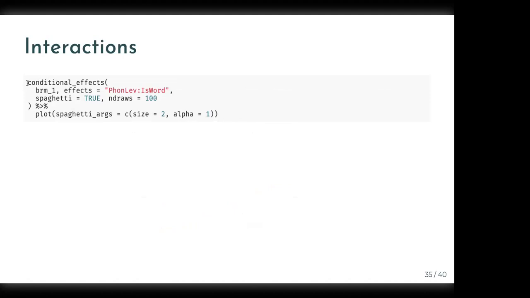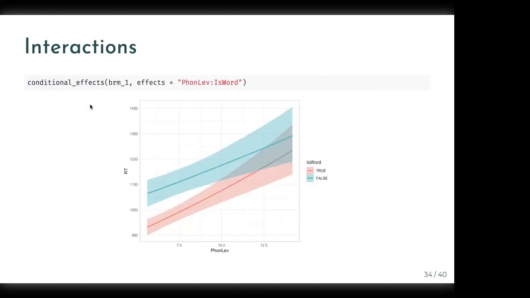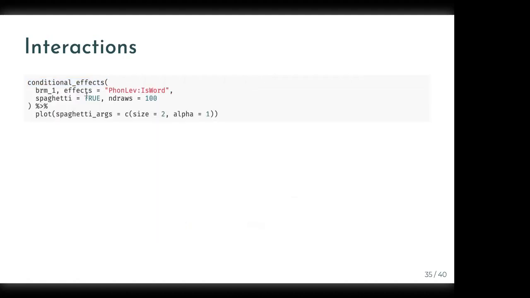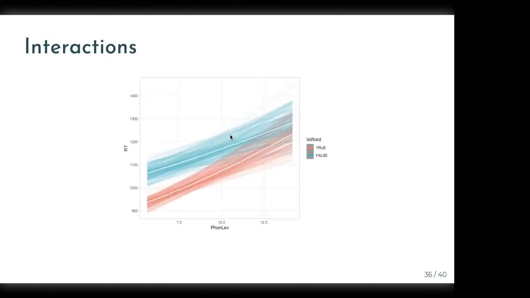You can also, when you run this function, it plots the output for you automatically. You can also add extra arguments to the function to get different styles of output. So for example, here I'm plotting a spaghetti plot.